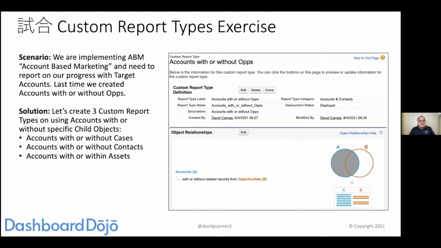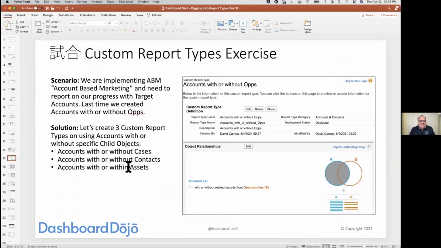I want you to do the same for accounts with or without cases. You should be able to punch that out in 15 seconds, then save it and do the same for accounts with or without contacts, and accounts with or within. Oh, that's weird. That's not a curveball. That's a typo. All right, I'm going to fix that because I don't want you getting confused. That's too funny. Accounts with or within.